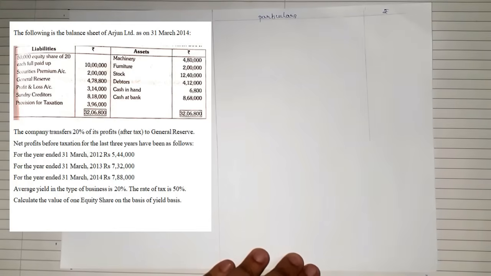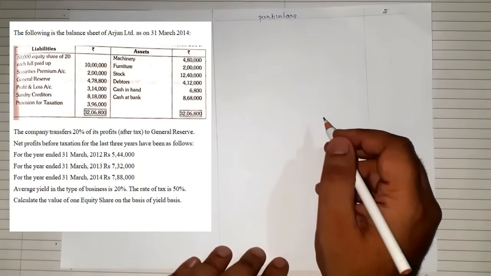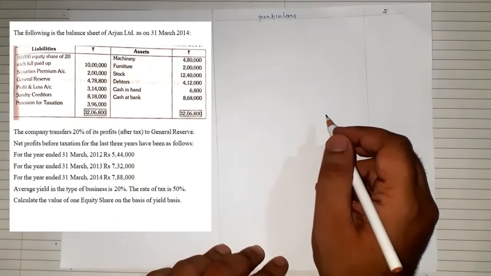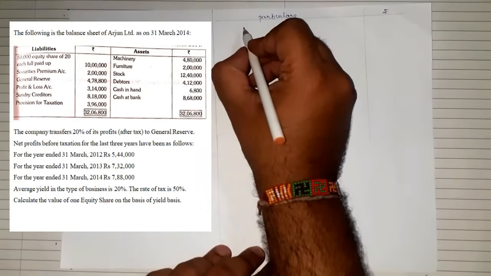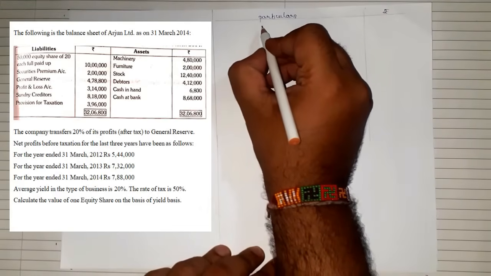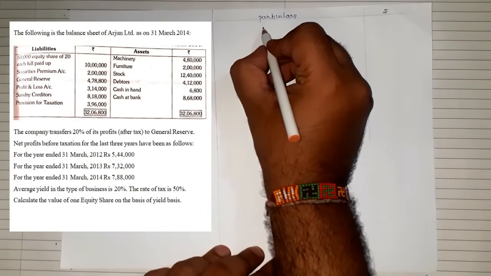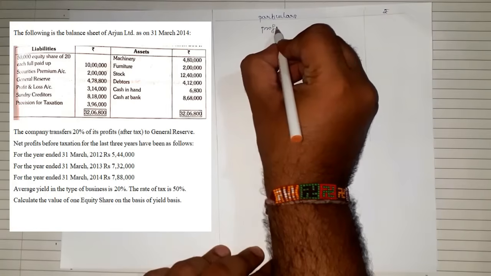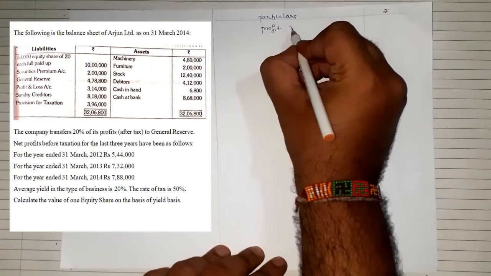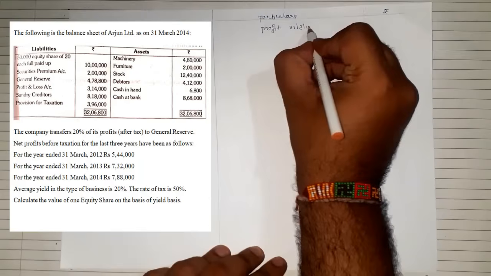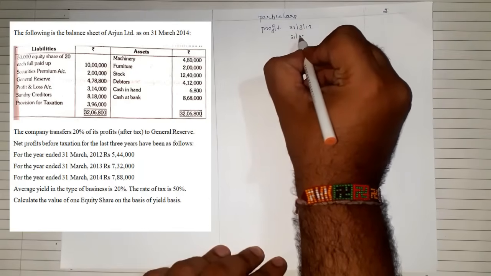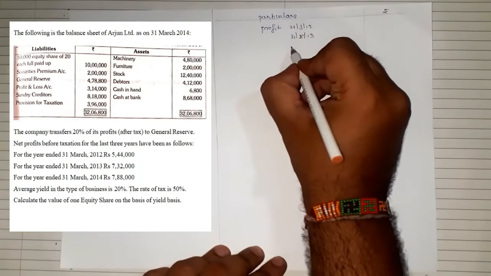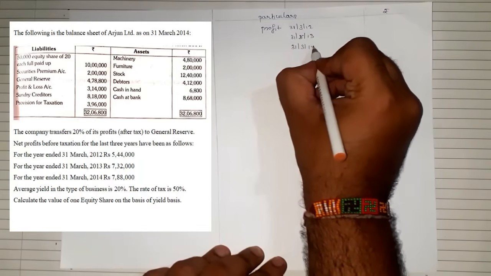So for that, the basic format is very simple. We need to first note down the profit which they have given for the years. Okay, so now they have given us profit of 3 years. So we need to first find the average profit. So for that, note down here, they had given us various profits. Profit as on 31st March 2012, 31st March 2013 and 31st March 2014.